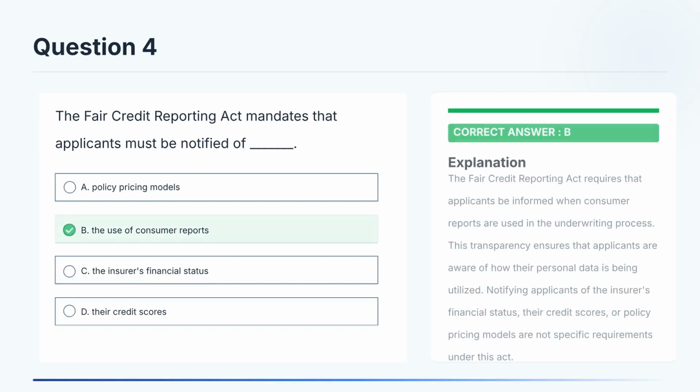The answer is B. The use of consumer reports. The Fair Credit Reporting Act requires that applicants be informed when consumer reports are used in the underwriting process. This transparency ensures that applicants are aware of how their personal data is being utilized. Notifying applicants of the insurer's financial status, their credit scores, or policy pricing models are not specific requirements under this act.